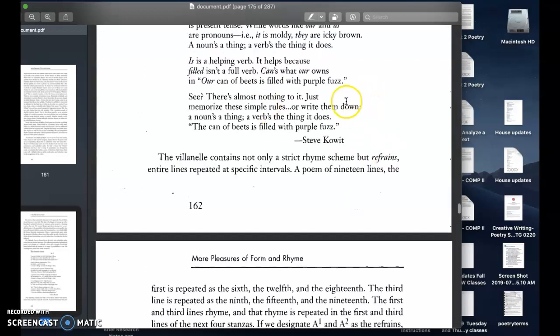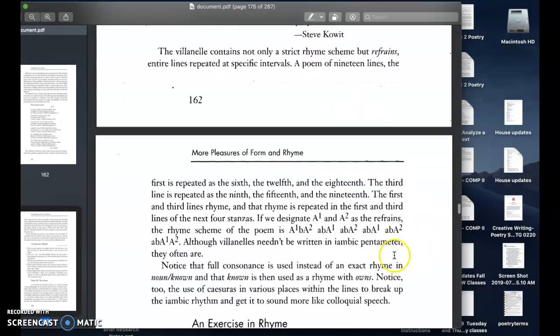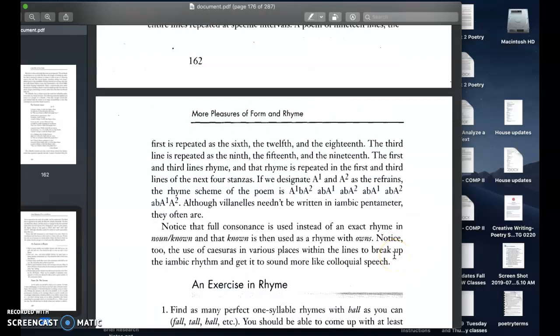So up here, the villanelle contains not only a strict rhyme scheme, but refrains. So you have entire lines that are repeated at certain intervals. So in a poem of 19 lines, the first is repeated as the 6th, the 12th, the 18th, and back and forth. And I know this looks like a math equation, so bear with us here, but that's just how if you designate the refrains it will look like here.